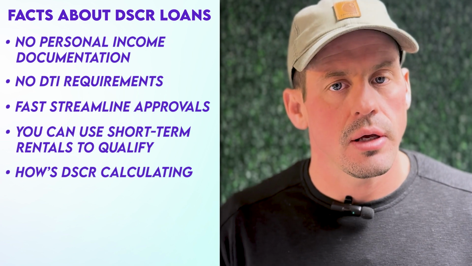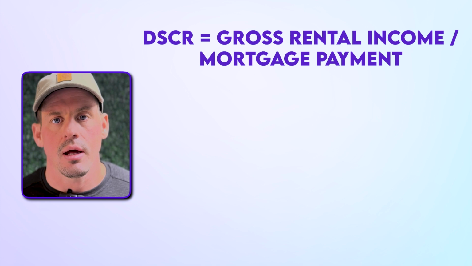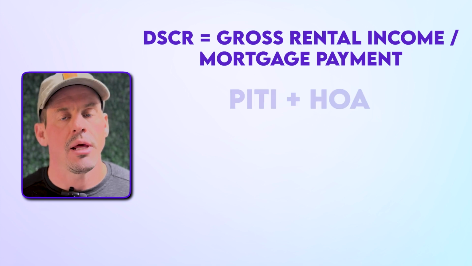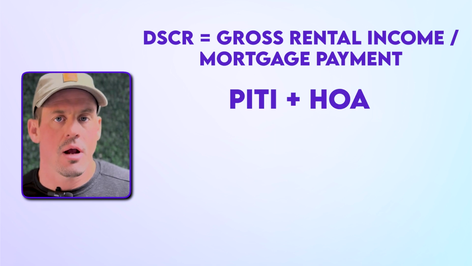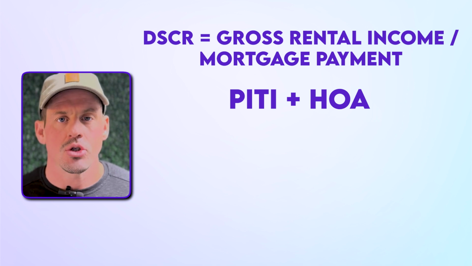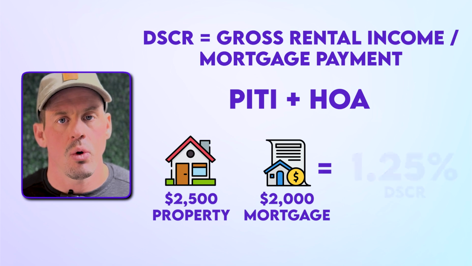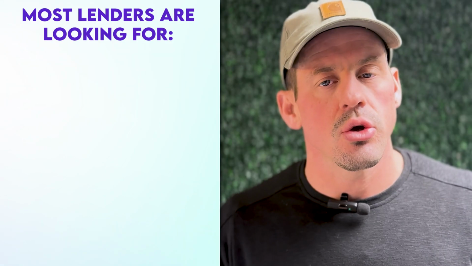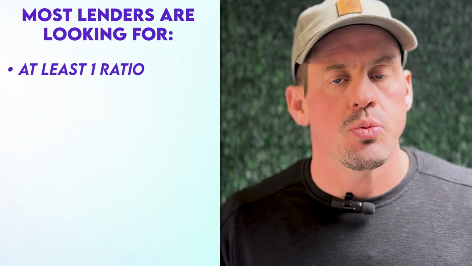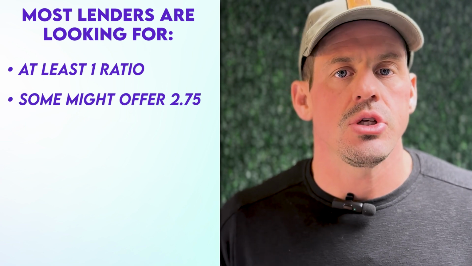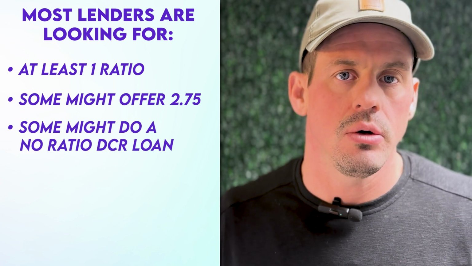How is DSCR calculated? Here's a simple formula. DSCR equals gross rental income divided by your mortgage payment, PITI plus the HOA if there happens to be one. So if the property brings in $2,500 and your mortgage is $2,000, the DSCR in this case would be 1.25. Now most lenders are looking for a ratio of at least 1, but there's plenty that'll go down to 0.75, and there's even a few that'll do a no ratio DSCR loan.